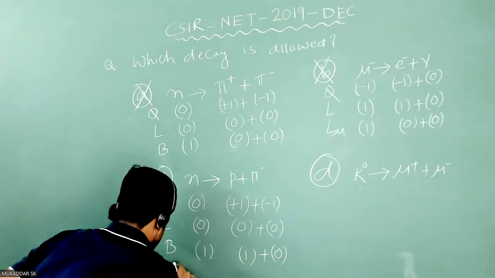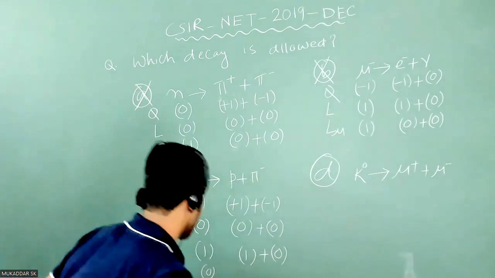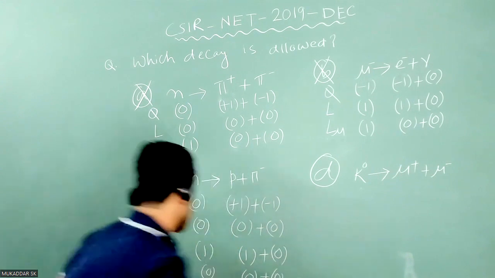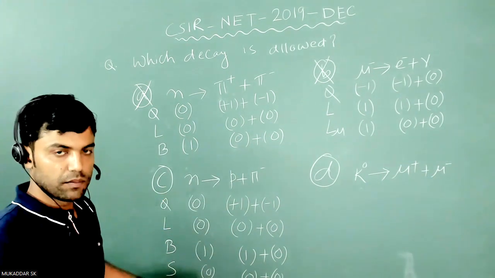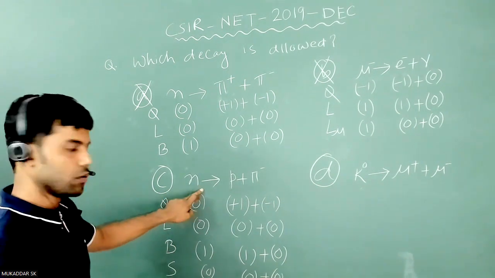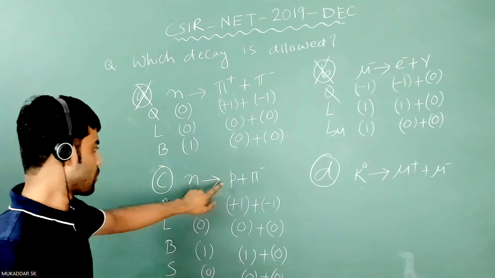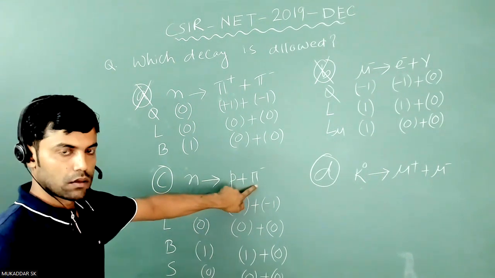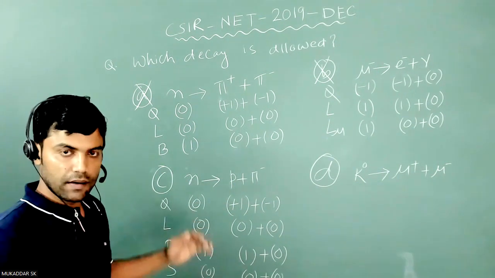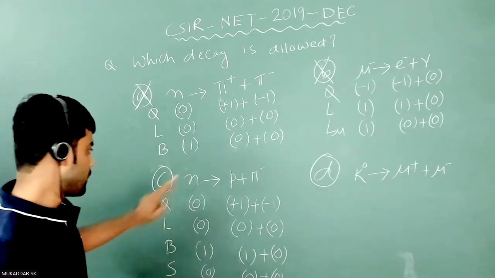Again, S will also be conserved because for neutron, S is 0, and the same is true for proton and pi minus. So for all particles, S, meaning strangeness, is 0. So S is also conserved. But this decay is not allowed because you see the rest mass of neutron is less than the sum of the rest masses of proton plus pi minus. For any allowed decay, the rest mass of the reactant should be greater than or equal to the rest mass of the products. So that's why this decay is not allowed.